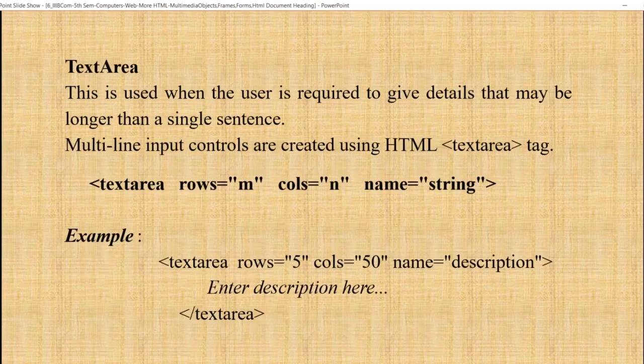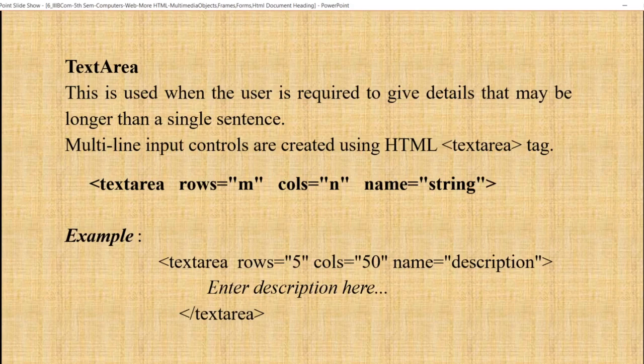Text area. In the text field we have entered only a single line of text. If we want more lines, multiple lines can be entered. This is used when the user is required to give details that may be longer than a single sentence. Multi-line controls are used. Syntax is textarea, rows equals to m, cols equals to n, name equals to string.